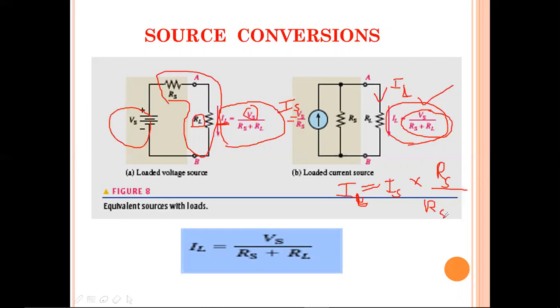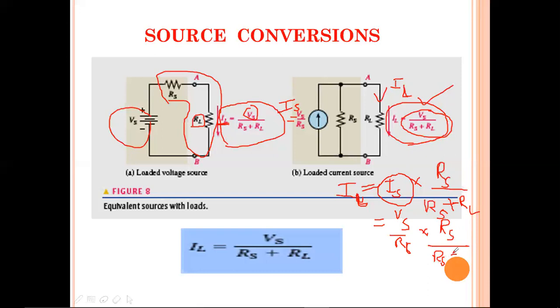If you have any doubts on the current division rule, please go through my previous sessions, my previous classes, then you will understand. I explained clearly in that session about the current division rule, CDR and VDR. Please go through those sessions. RS plus RL. Here IS is nothing but VS by RS. If you substitute VS by RS instead of IS, it is VS by RS into RS by RS plus RL, right?